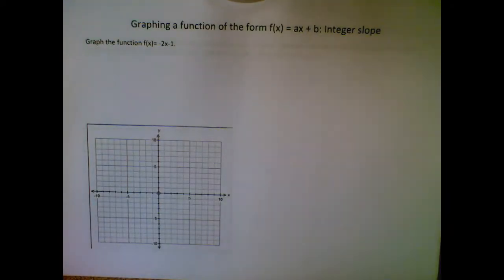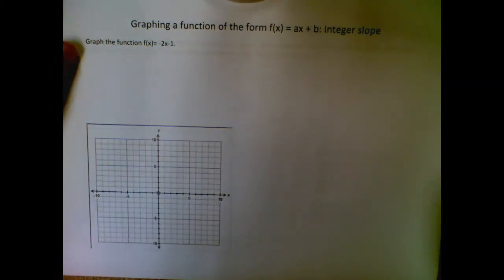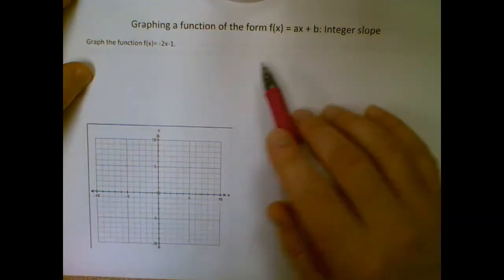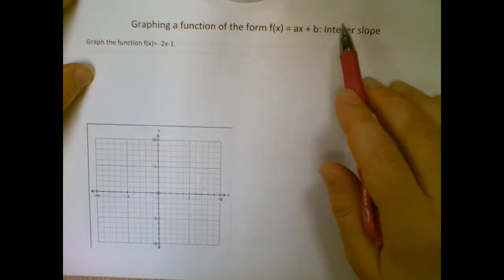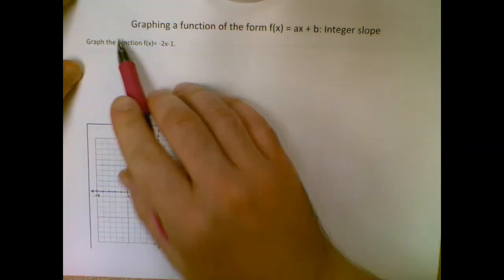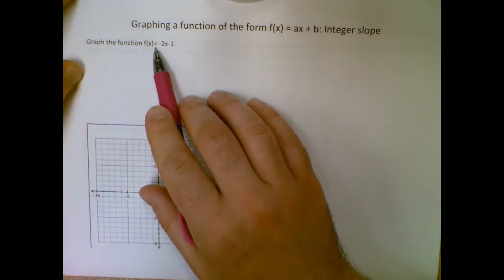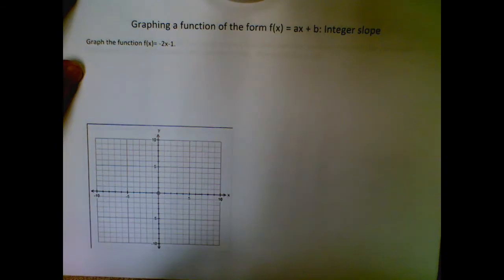Hello everybody, this is Mr. Bowman. Today we're going to be looking at the ALEX topic, graphing a function of the form f of x equals ax plus b with an integer slope. Specifically on this one, we're going to be looking at f of x equals negative 2x minus 1.